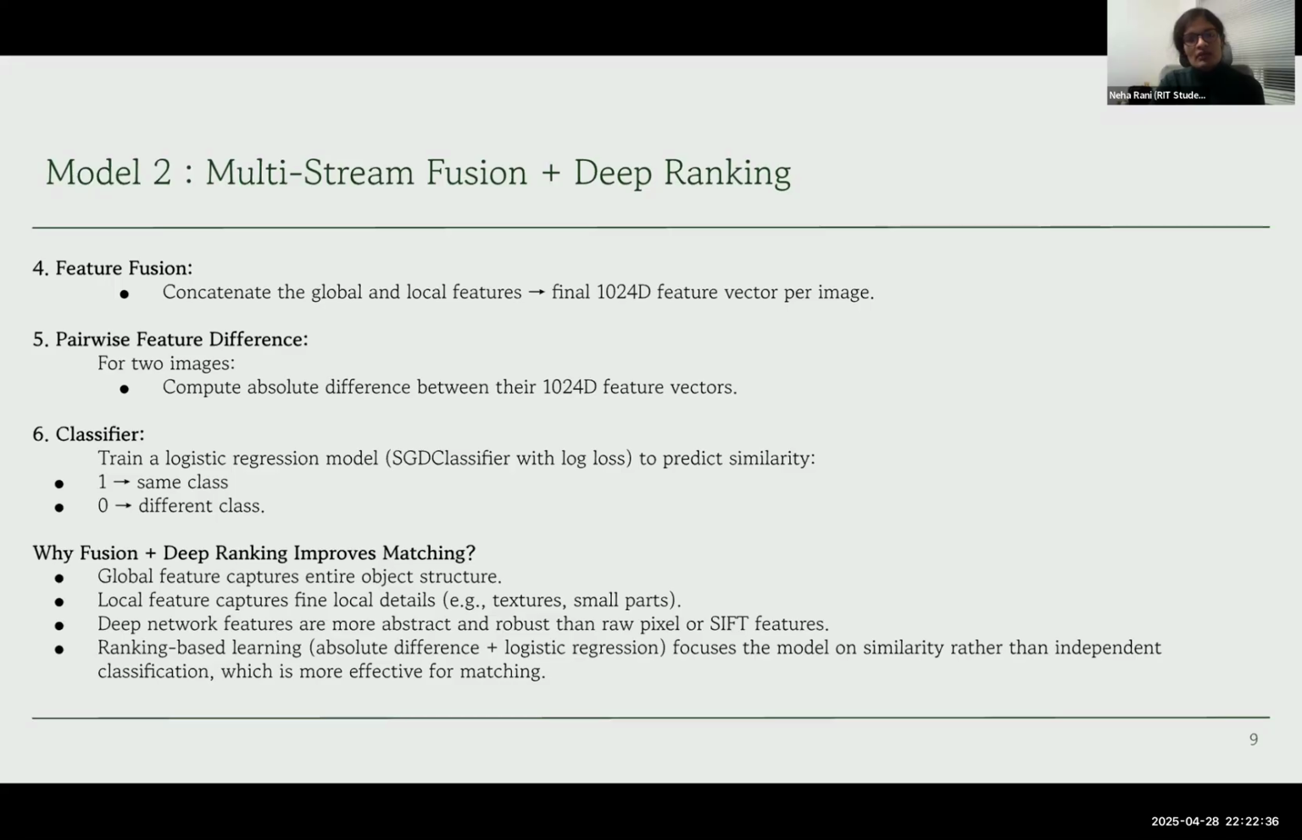So why does this model work, why does the fusion plus deep ranking combination improve our matching? Because the global feature captures the entire object structure and the local feature captures the fine local details, that is the textures or small parts. And the deep network features are more abstract and robust than raw pixel or SIFT features. So the ranking-based learning, which is the absolute difference plus the logistic regression, focuses the model on similarity rather than independent classification, which is more effective for matching.